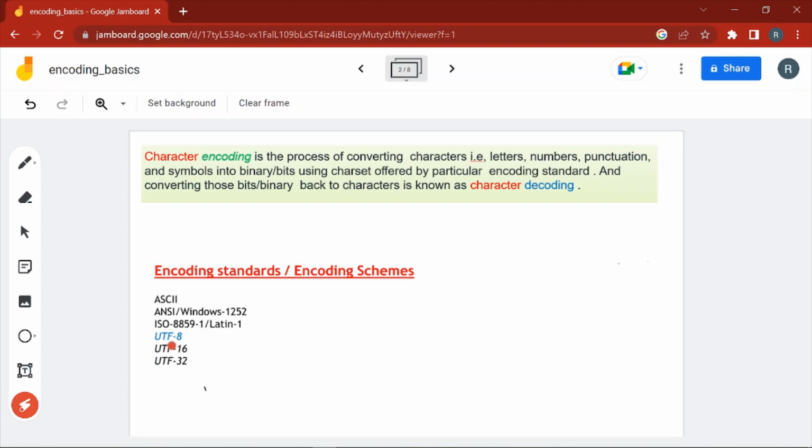These character encoding schemes use a character set. ASCII uses the ASCII character set. ANSI has its own character set. UTF-8, 16, and 32, all three have the same character set, which is known as Unicode.